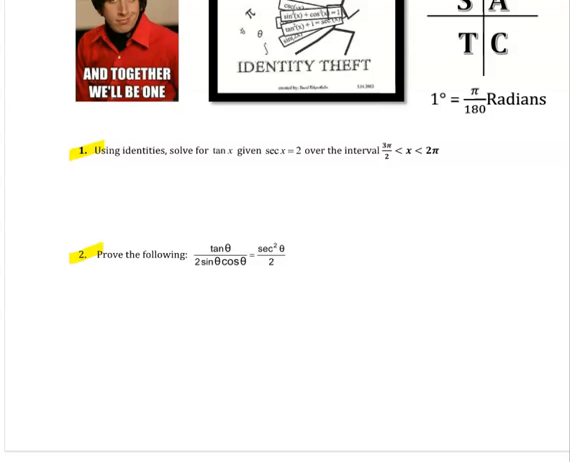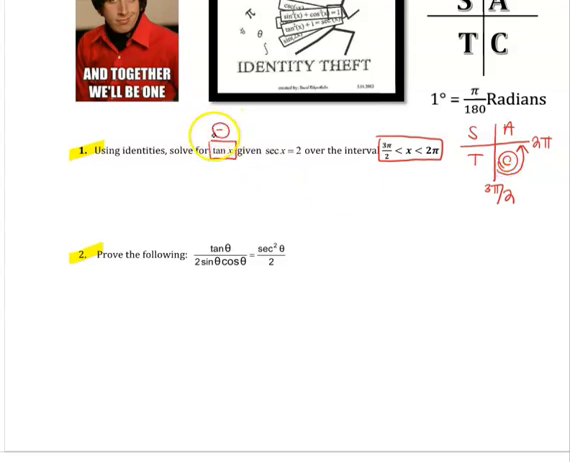Using identity, solve for tangent of x given that secant of x is 2 on the interval of 3 pi over 2 to 2 pi. All right, now first of all, this is telling you a quadrant. If you guys envision where 3 pi over 2 is and 2 pi is, that's in quadrant 4. So when we look at our ASTC chart, and we're in the cosine quadrant, that means when I find tangent, my final answer will be negative. So we'll keep that in mind.